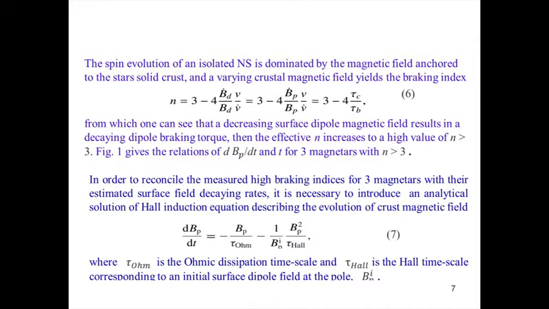A varying crustal magnetic field yields the breaking indices. From equation 6, a decreasing surface dipole magnetic field, BD, results in a decaying dipole braking torque, and then the effective breaking index increases to a high value of n larger than 3. In order to reconcile the measured high breaking index for 3 magnetars with their surface field decaying rates, we give an analytical solution to the Hall induction equation describing the evolution of the crust magnetic field.